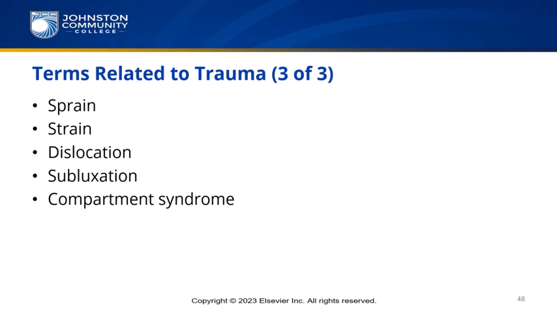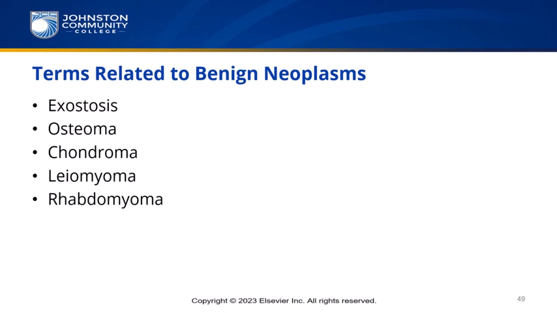Then we have compartment syndrome, which is a potentially serious medical condition that is the result of swelling within the fascia. The increased pressure of the swelling limits blood supply and can lead to nerve and muscle damage.